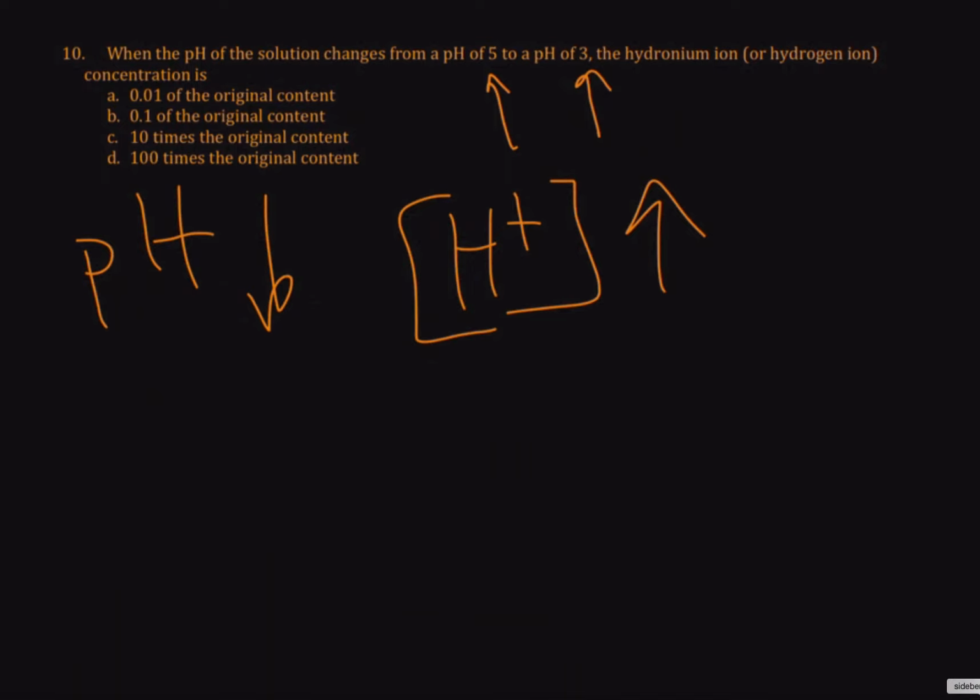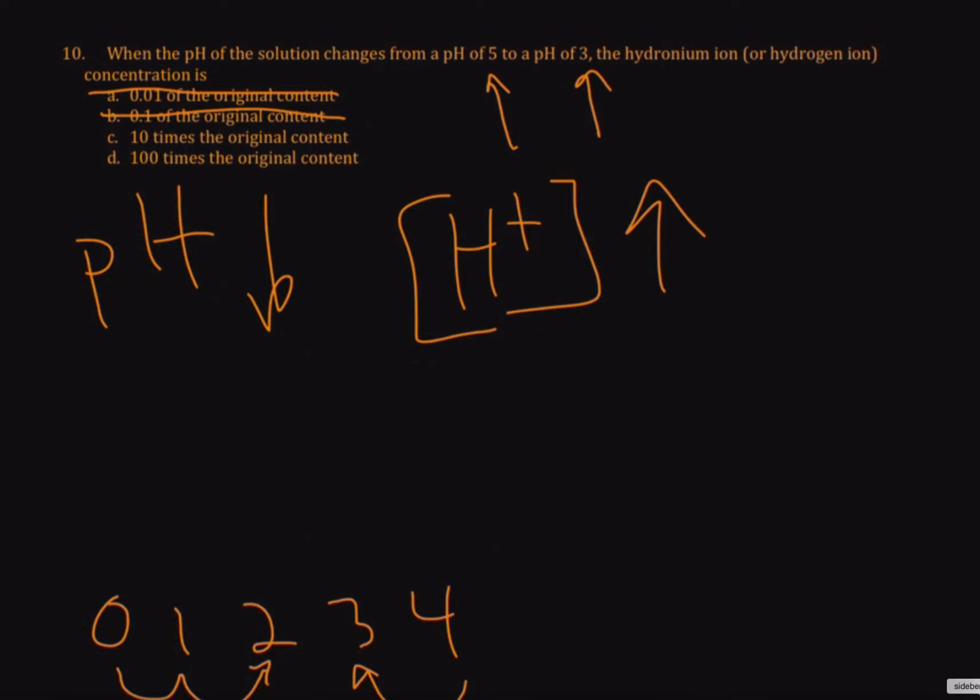So we know it's going to be going up, so it's going to be a bigger number, so it's not going to be 1/100th, it's not going to be 1/10th. The hydrogen ion concentration is going up. So now the question is, is it 10 or 100 times bigger? Well, on up from 0, each step on the scale in either direction represents a power of 10, because these are logarithms, they're exponents of 10.